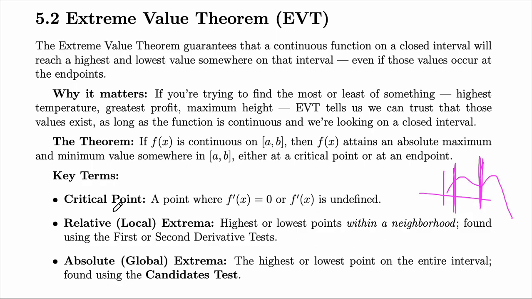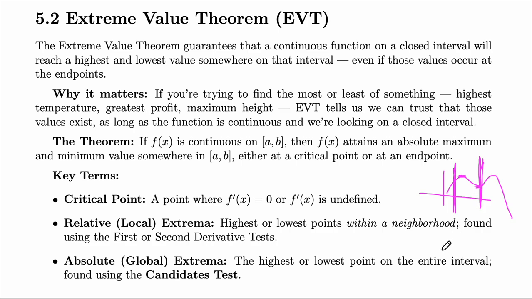So let's go through some key terms so that we're all on the same page. As a refresher, the critical point is just where the derivative is equal to 0 or it's undefined. So looking at our graph here, that would give us this point here and probably that point there. It's a little hard to tell because obviously I just hand drew this and it's not very nice.